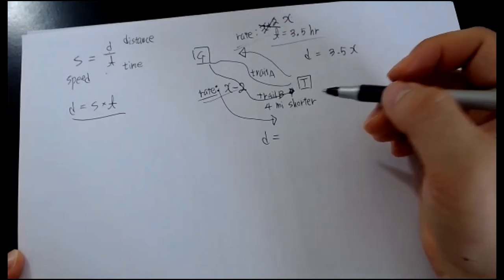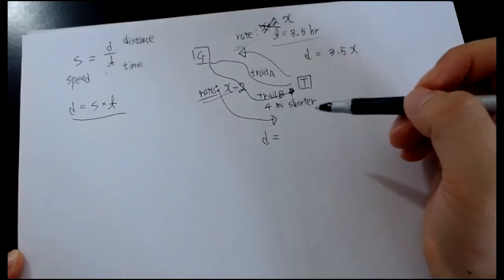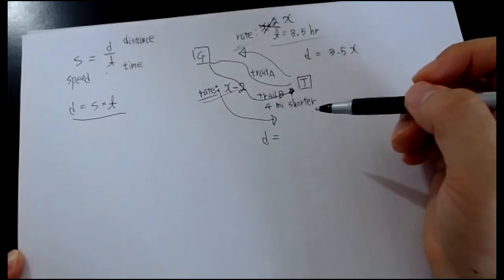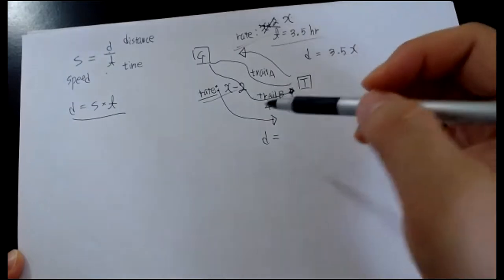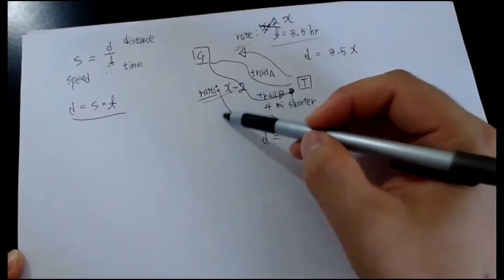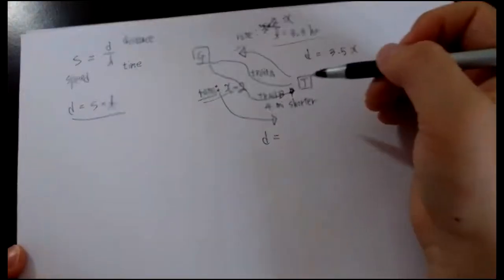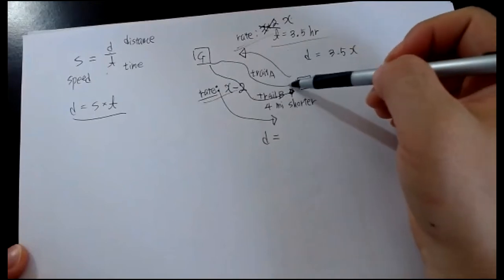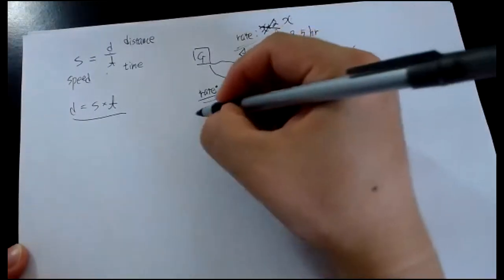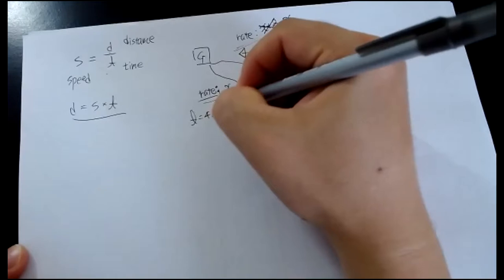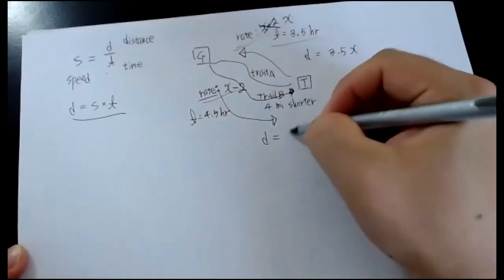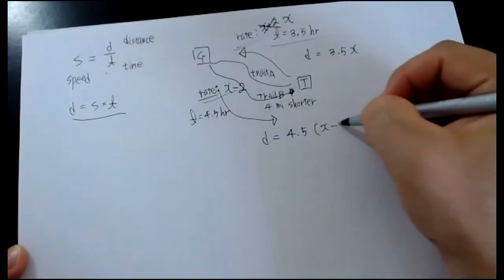Give me a second. Distance is going to be... We need to figure out what the time is, right? The problem says that they hiked 2 miles per hour slower and it took them 1 hour longer when they come back. So 1 hour longer than what? When they come up. So 4.5 is just time. It's going to be 4.5 hours, right? So distance is going to be 4.5 hours times x minus 2.